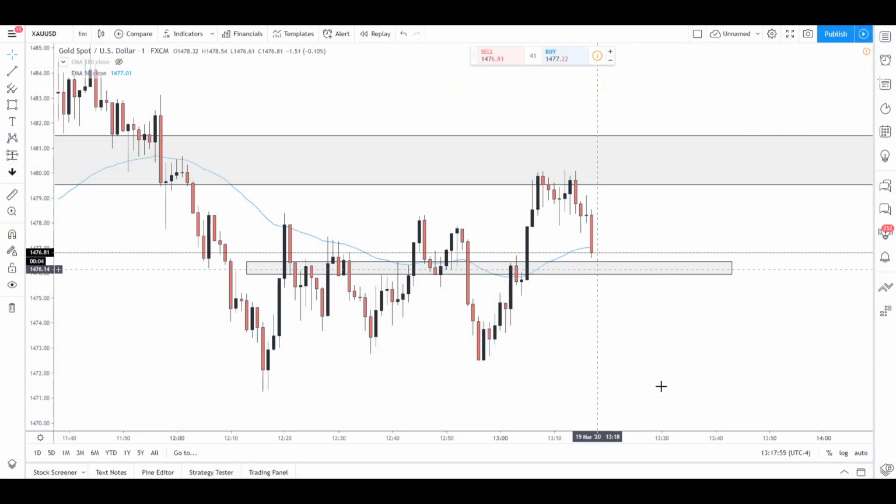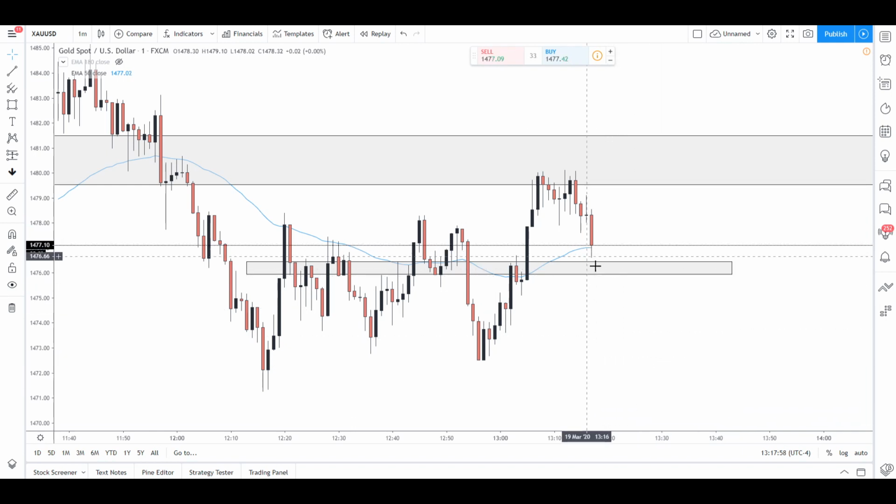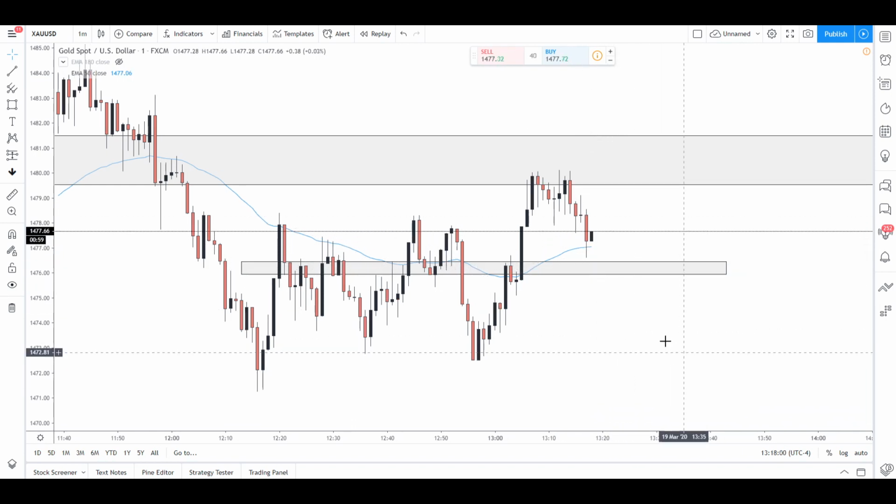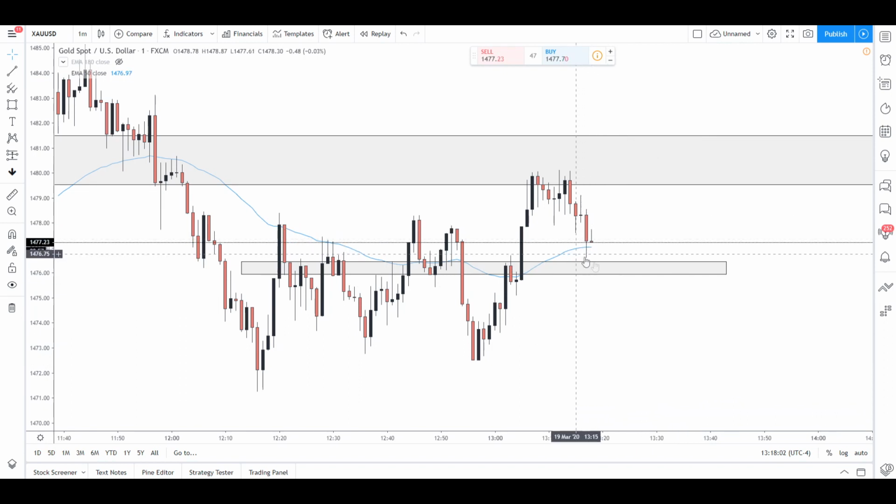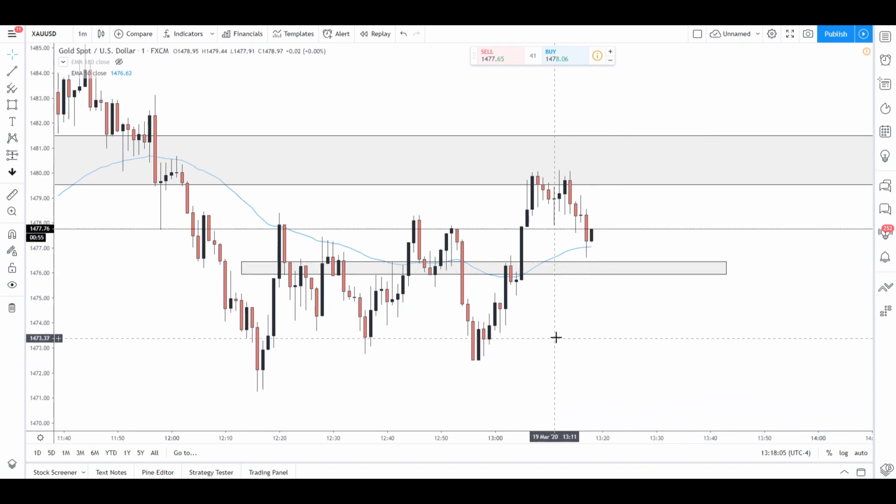You could ride the market down right now, but there's a chance that it hits this, goes back up, and shoots back down. As you can see right now, it just wicked here. But yeah, this is pretty much the strategy.